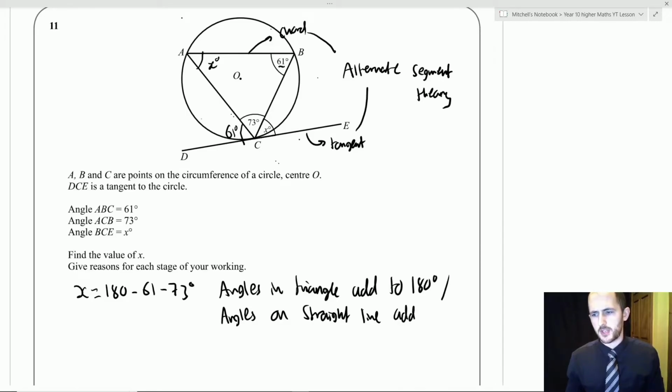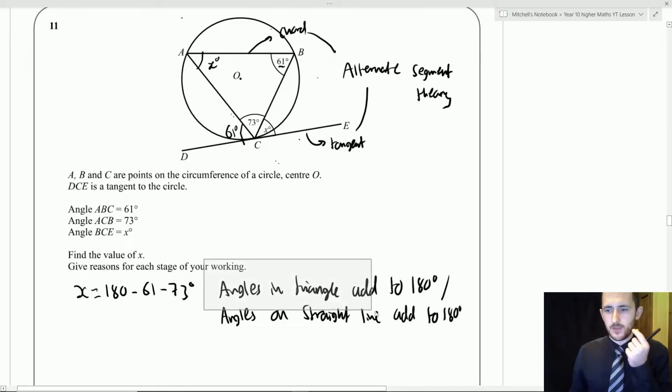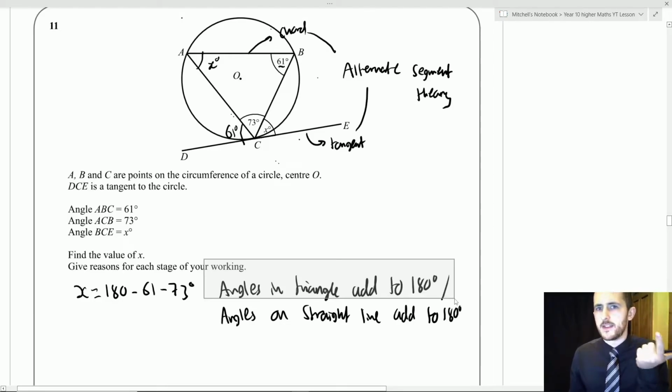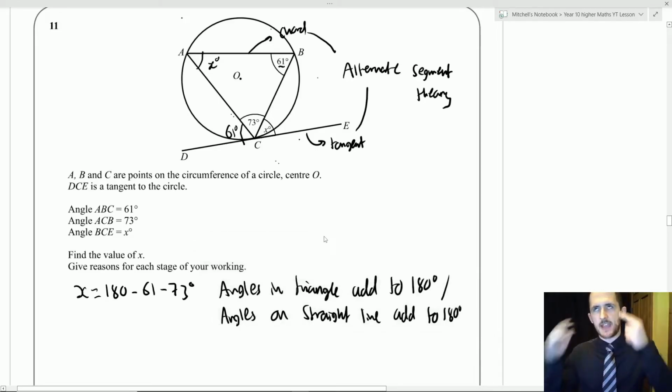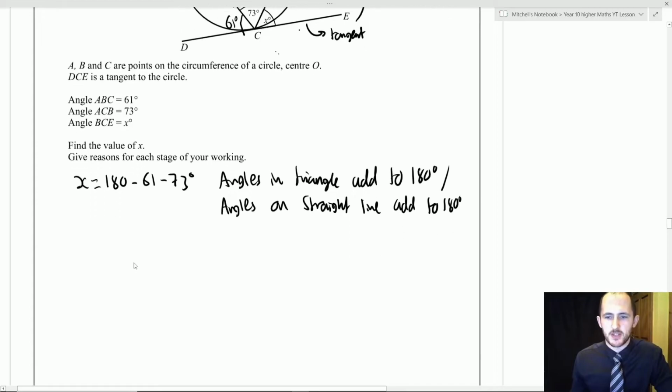So one question I actually saw in a GCSE paper, I can't exactly remember what, something quite interesting, they gave you one reason. So they said, like, angles in a triangle add to 180, and they said, what is another reason you could use? So I've written both reasons down, but they can sometimes give you one reason and ask for the other, so it's good to just kind of be imaginative.